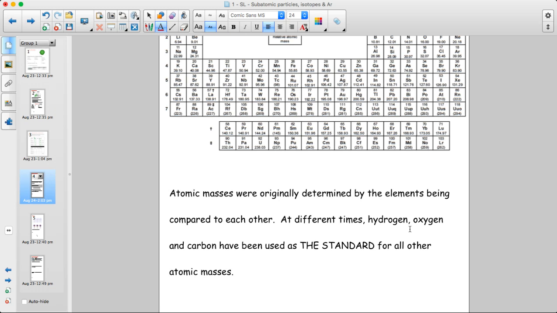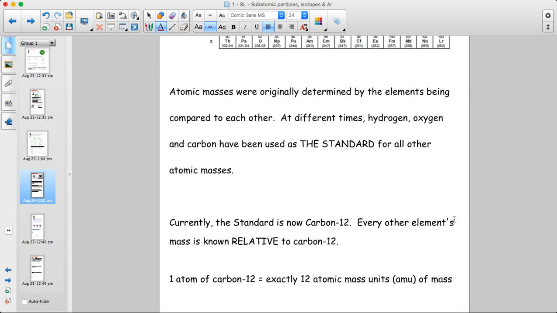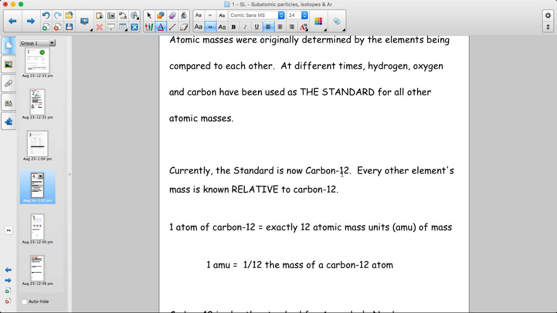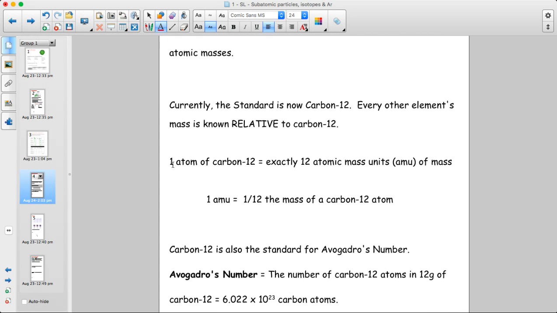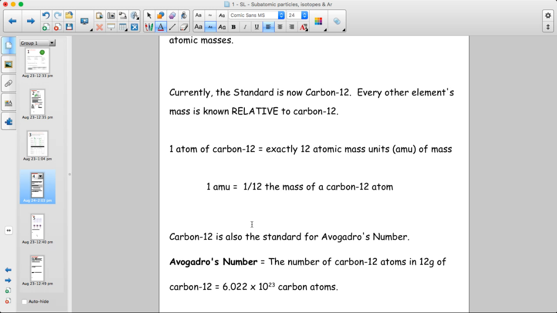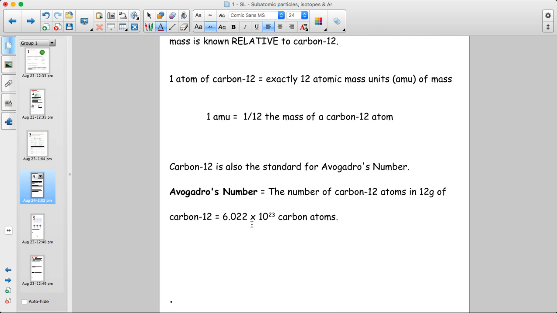So atomic masses were originally determined by elements being compared to each other, as we've already spoken about. Hydrogen, oxygen, carbon have all been used as the standard for the other masses, but now we know that carbon-12 is the standard. Everything else is compared relative to carbon-12, which is why they're called relative atomic masses. The idea is that one atom of carbon-12 equals exactly 12 in terms of mass, so exactly 12 atomic mass units. Or you can think of it as one atomic mass unit is equal to 1/12 the mass of a carbon-12 atom. This is also the standard for Avogadro's number, for the mole number. The number of atoms in 12 grams of carbon-12 is 6.022 times 10 to the 23rd atoms.